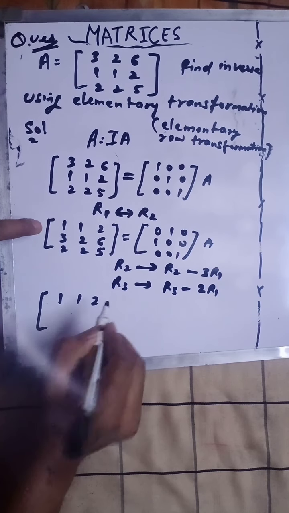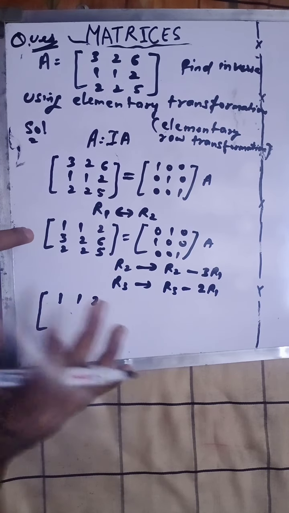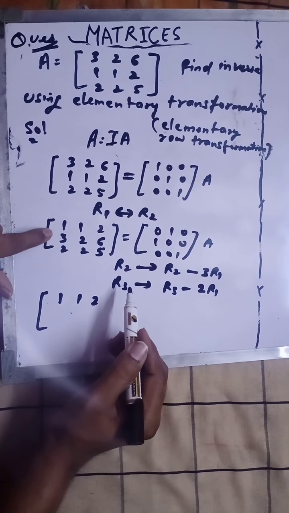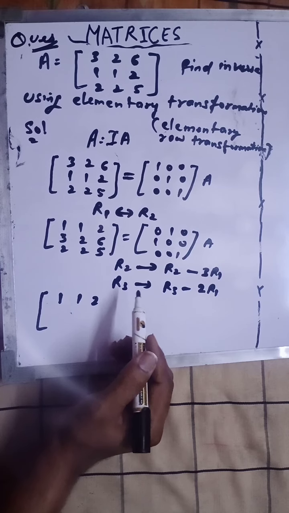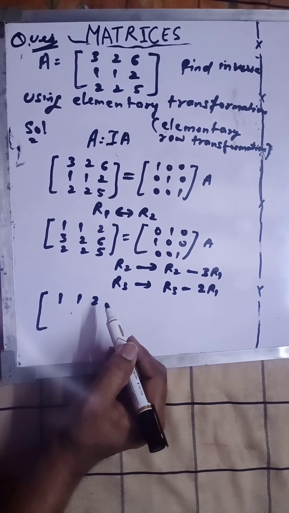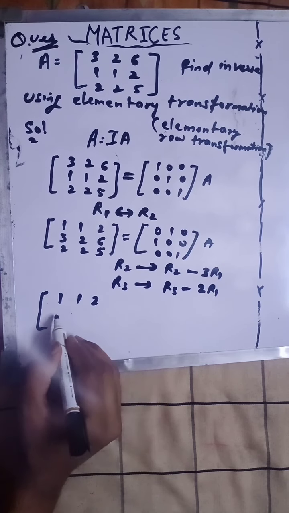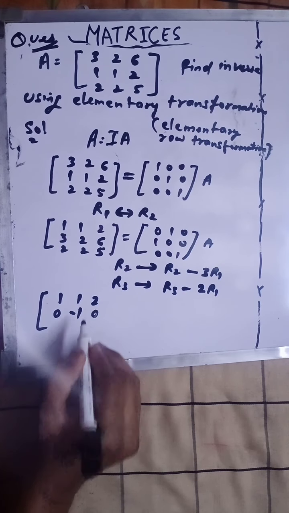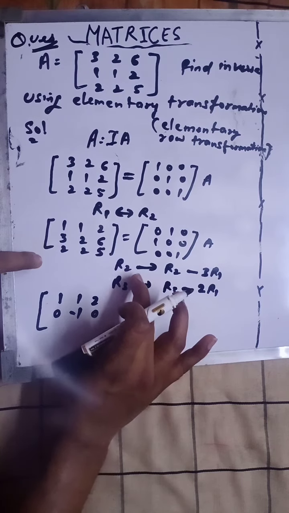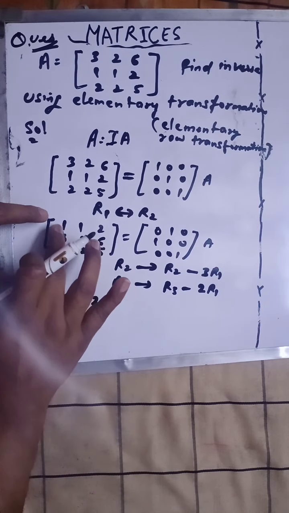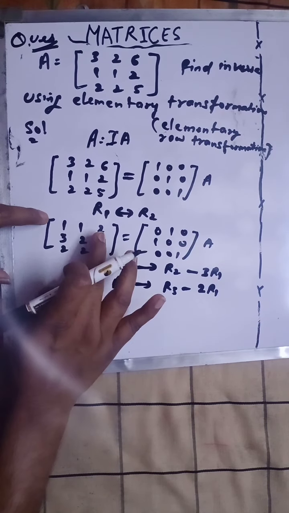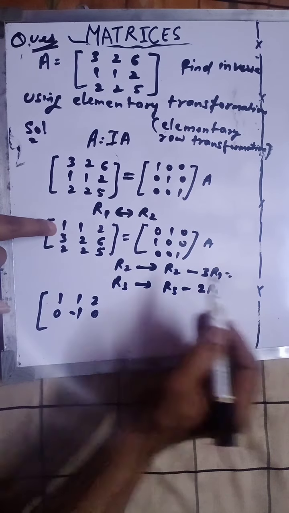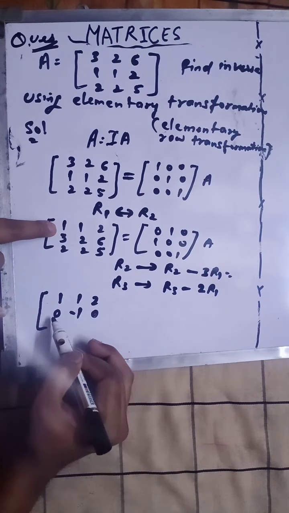1 1 2. First row will remain the same. And second, what you are getting is 0, minus 1, 0 in second for a C. What I'm doing, I'm multiplying this first row by 3 and subtracting from this. So this 3 minus 3. See this first operation. So 3 minus 3, that would be 0.